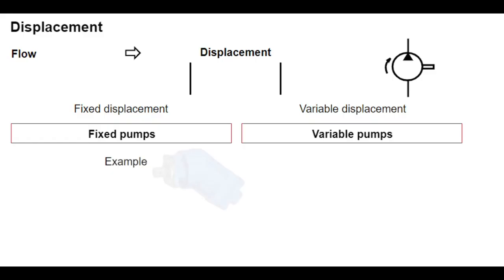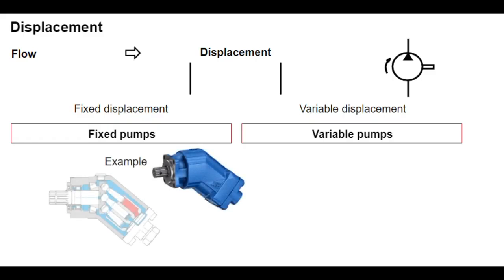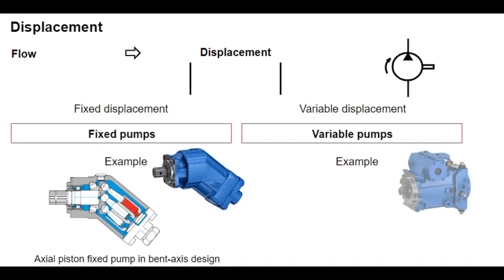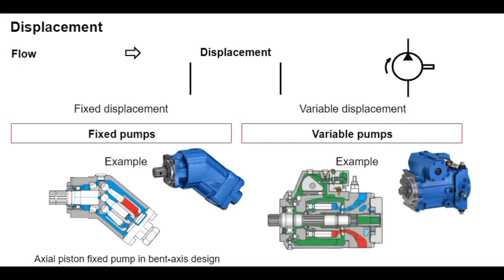As an example of a fixed pump, we are showing here a bent-axis axial piston unit type A17FO for open circuits. There are also axial piston pumps that work as variable pumps. Here you see a bent-axis variable pump type A4VG for closed circuits.